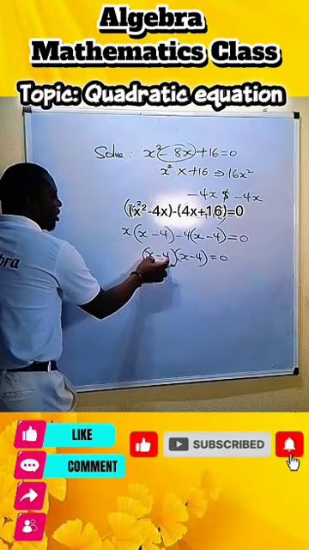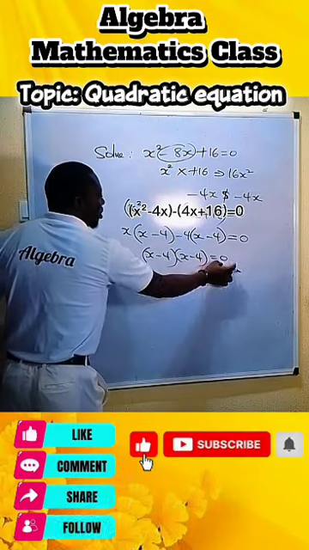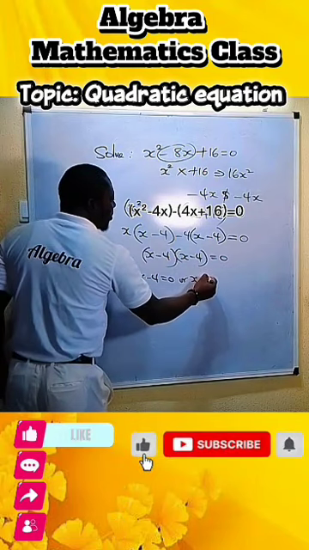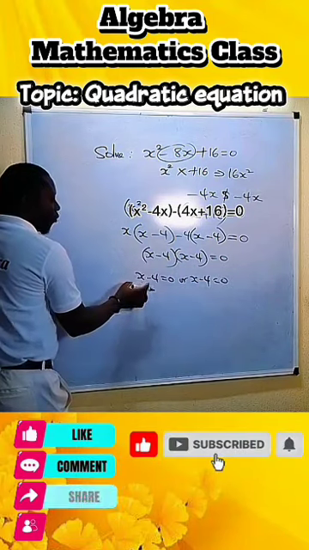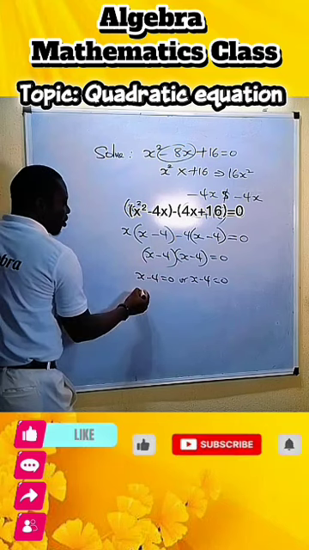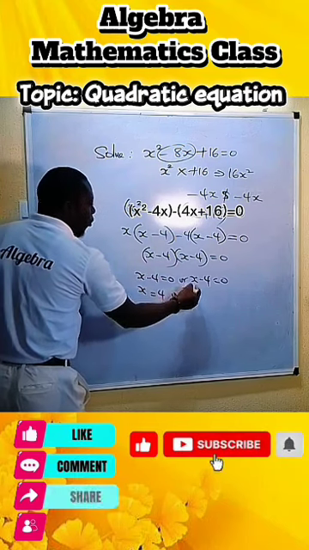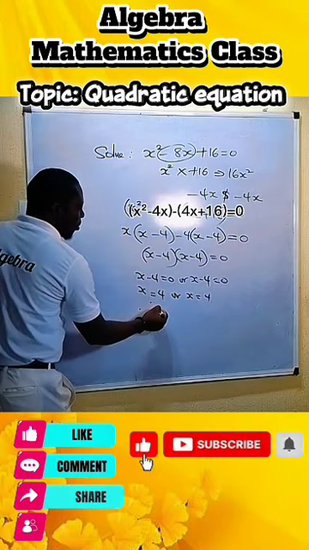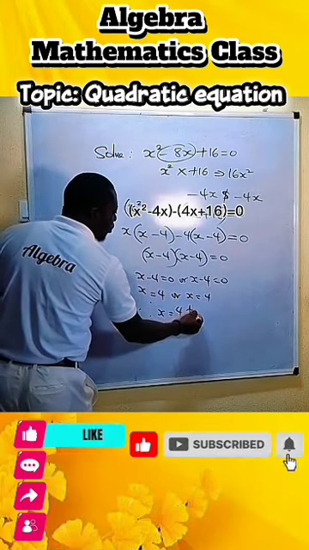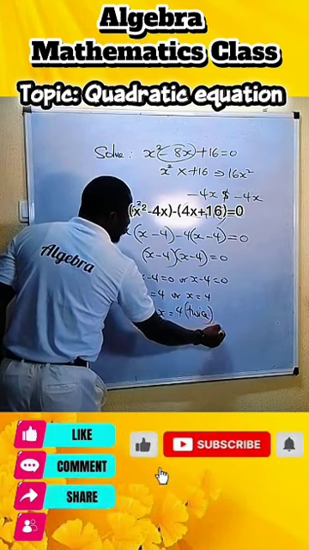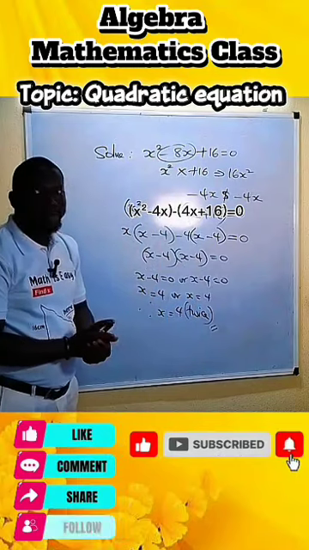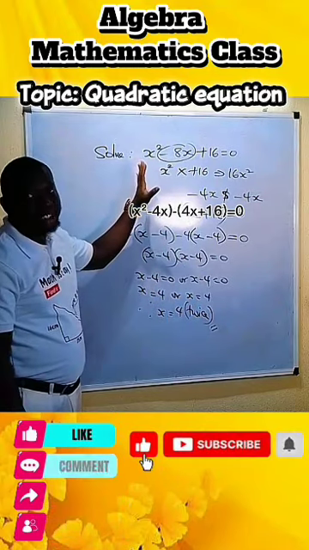So I will equate this to 0, and I will also equate this to 0. So I have s minus 4 equals 0, or s minus 4 equals 0. From here, I'll move the minus 4 to this side. So I will have s equals 4, or s equals 4. Therefore, s equals 4 twice. Alright, so I've solved this problem using the factorization method.